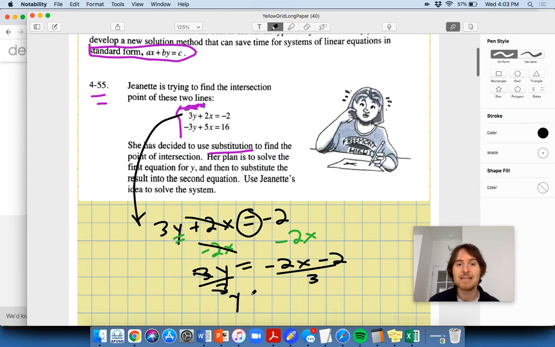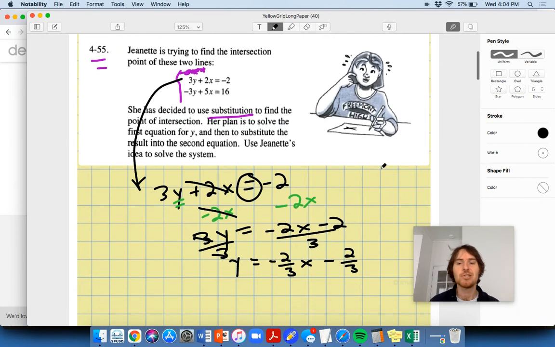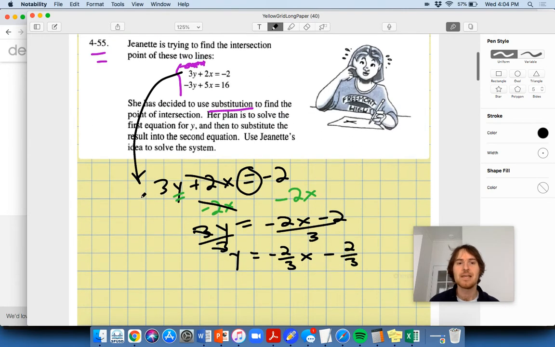And y is isolated, but y equals, we got a nasty fraction here. It equals negative 2 over 3x minus 2 over 3. Ooh, messy, okay? So she wanted to do these substitution methods. So her idea was, I'll take equation 1, right? This is equation 1. Just to show you what she's doing here.